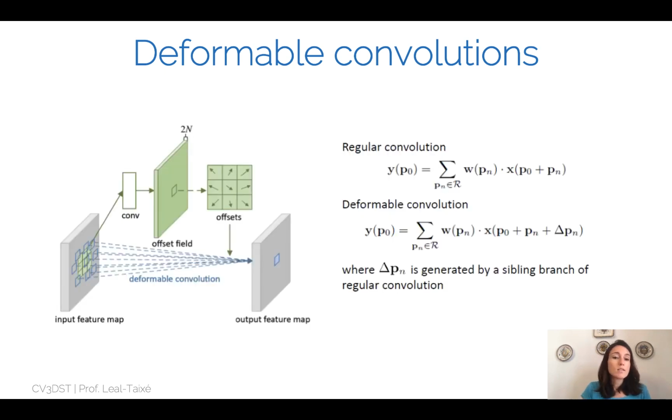In this case, we take our input feature map with a conv layer. We actually learn what is called the offset field, which tells us where to send these weights, or by which pixel to multiply these weights in order to create one pixel of the output feature map. And you have here the formulation for regular convolution and deformable convolution in case you want to take a look.